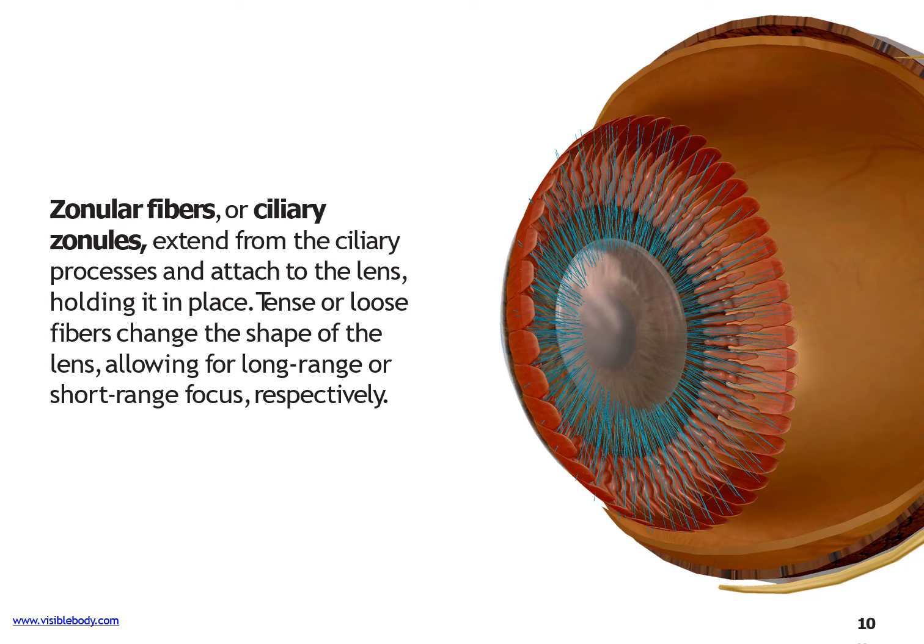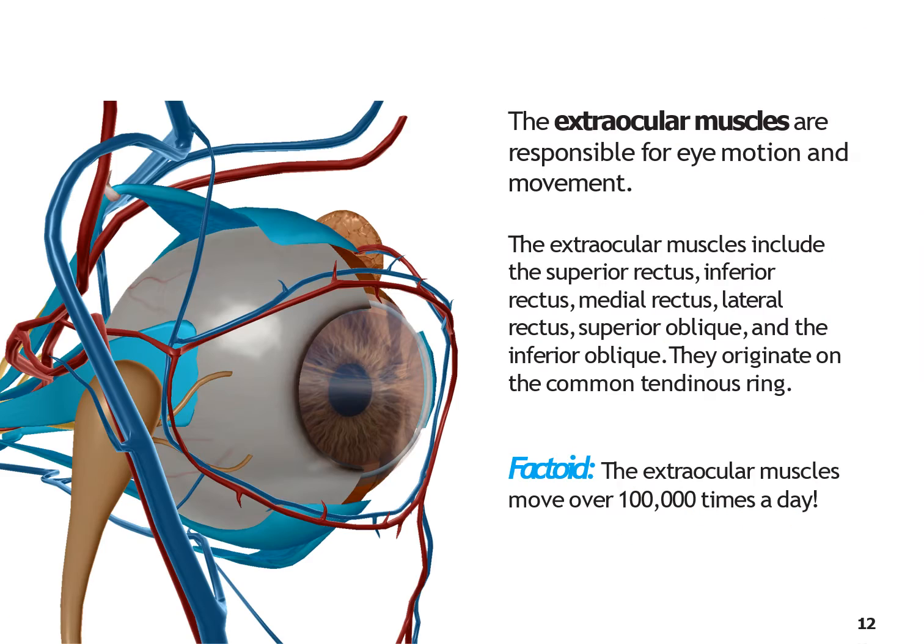Zonular fibers, or ciliary zonules, extend from the ciliary processes and attach to the lens, holding it in place. Tense or loose fibers change the shape of the lens, allowing for long-range or short-range focus, respectively. The extraocular muscles are responsible for eye motion and movement. The extraocular muscles include the superior rectus, the inferior rectus, the medial rectus, the lateral rectus, and the superior oblique, as well as the inferior oblique.